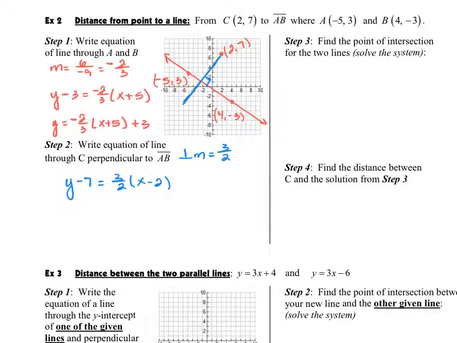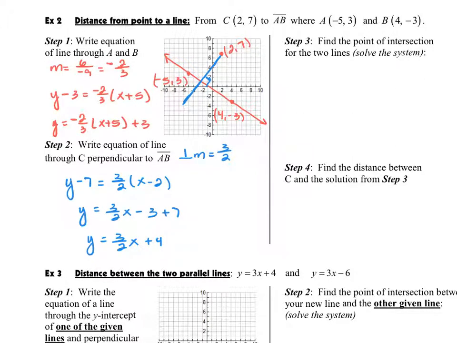Now, this time, if I distribute that 3/2, I do not get a fraction. So if I want to distribute that, I can do that, and I could say y equals 3/2 x minus 3 plus 7. And if I want, I could even clean that up a little more. If it introduces more fractions, do not do any more work. Just leave it like we did on step 1.